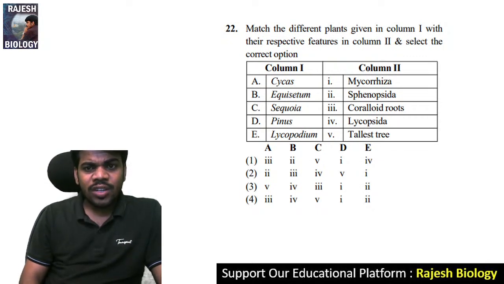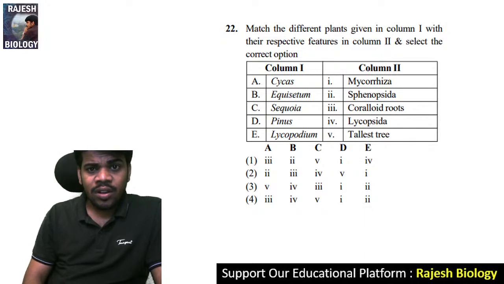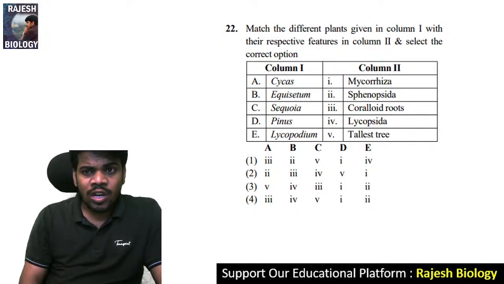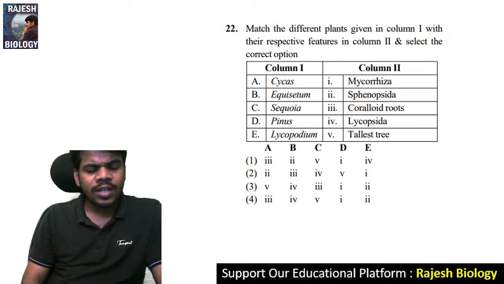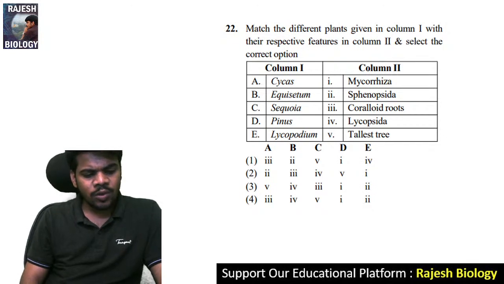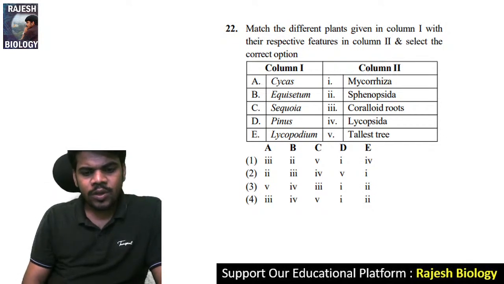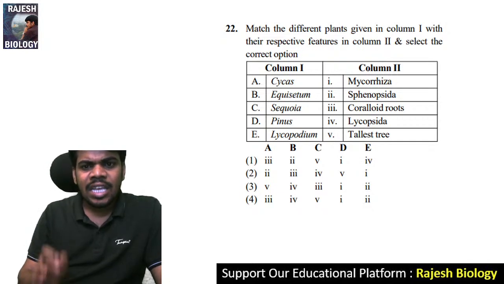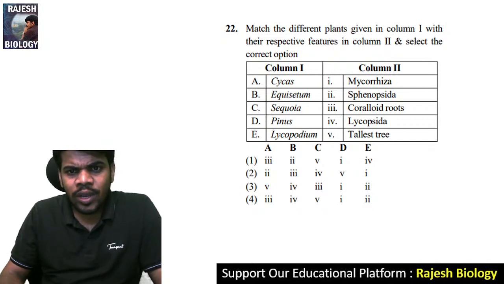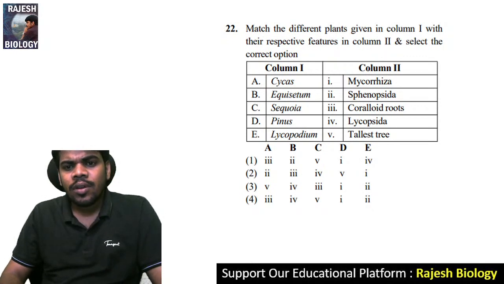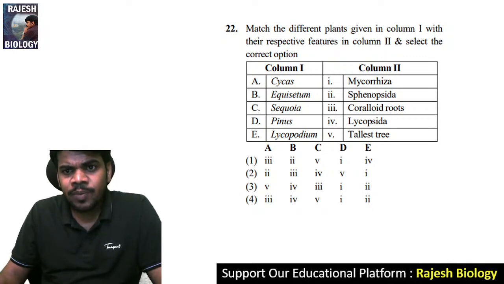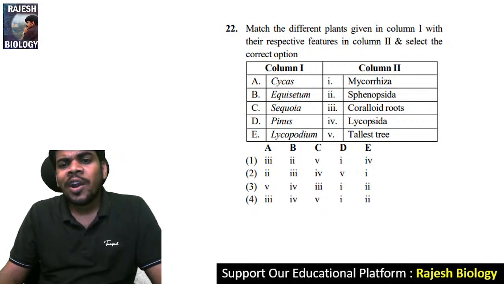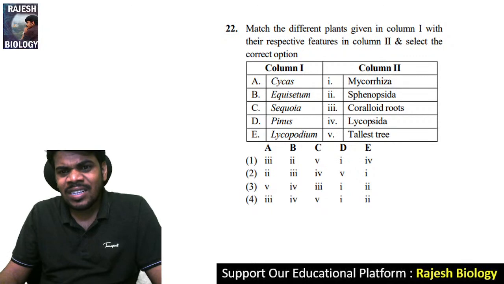22nd question. Match the different plants given in column 1 with their respective features in column 2 and select the correct option. Janeshwari says 21. In column 1 they give Cycas, Equisetum, Sequoia, Pinus, Lycopodium. On the other side they give mycorrhiza, Pteropsida, coralloid roots, Lycopsida, tallest tree.